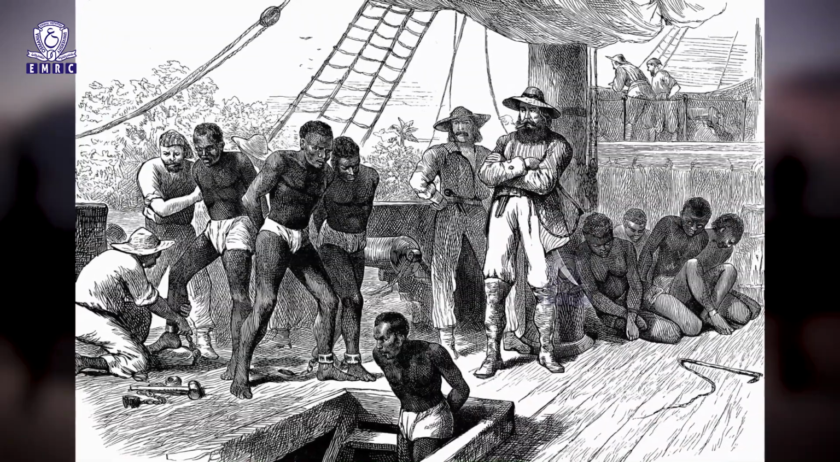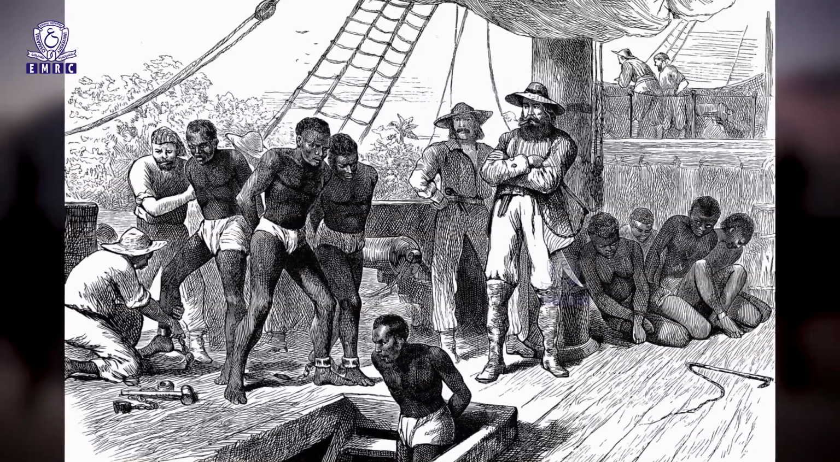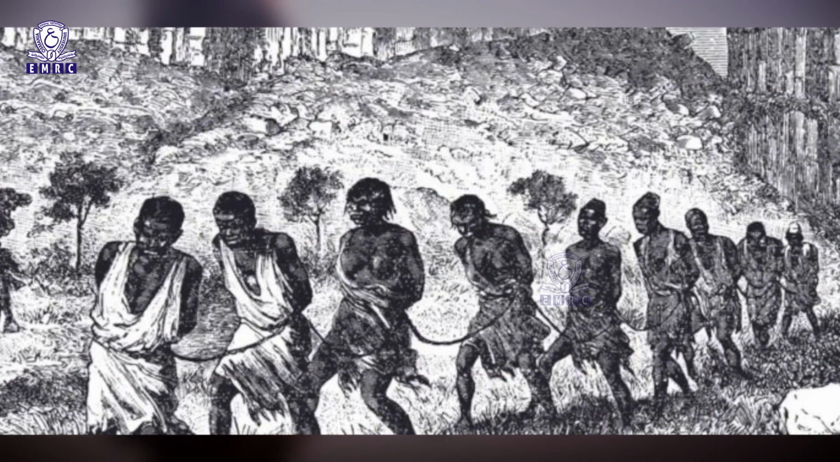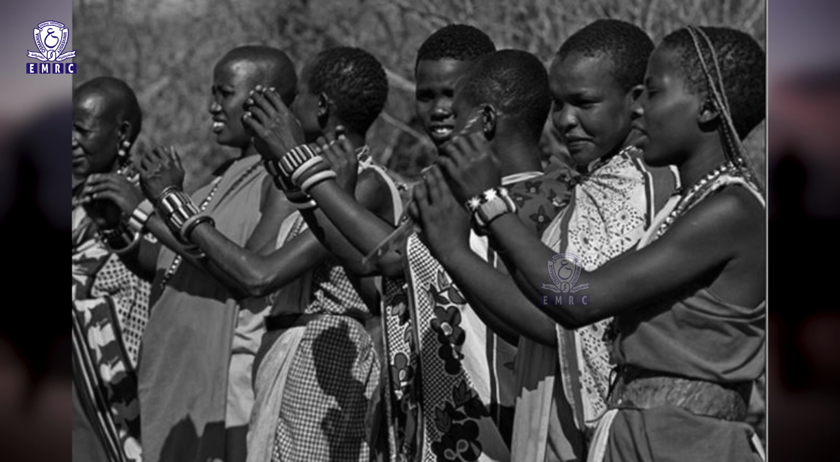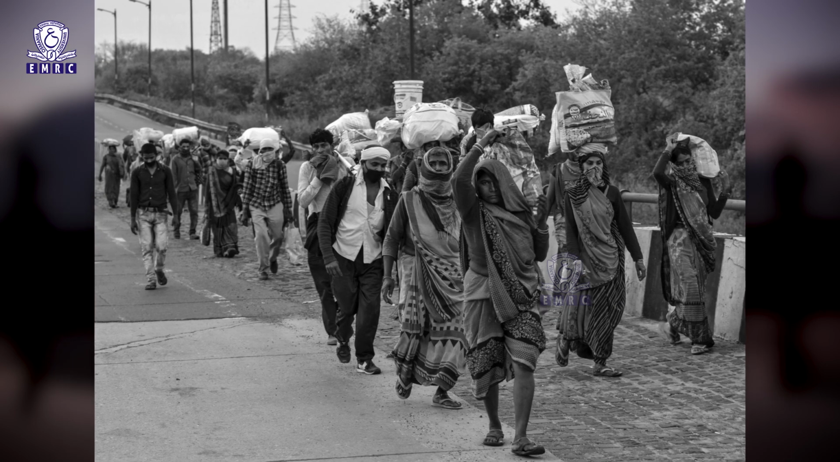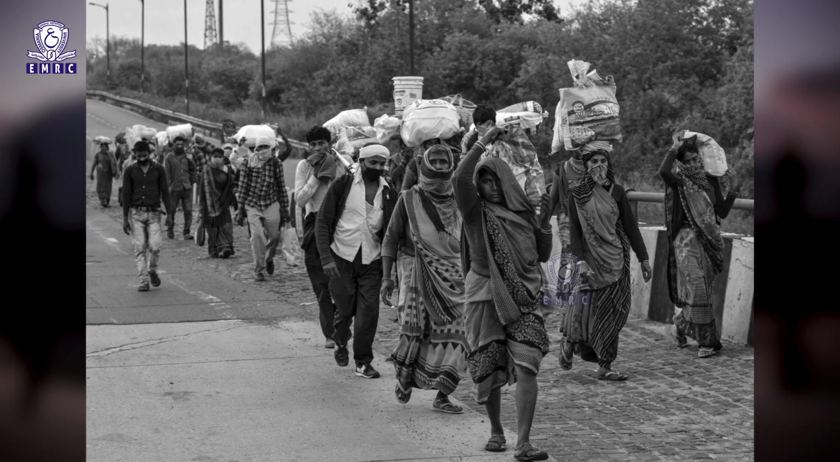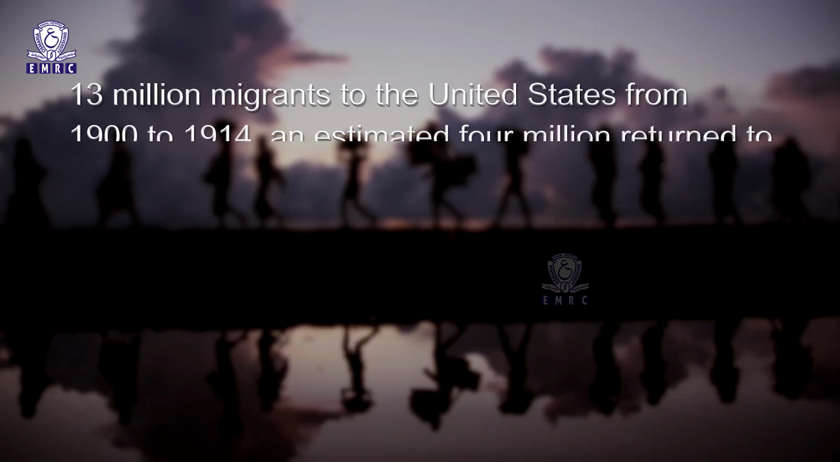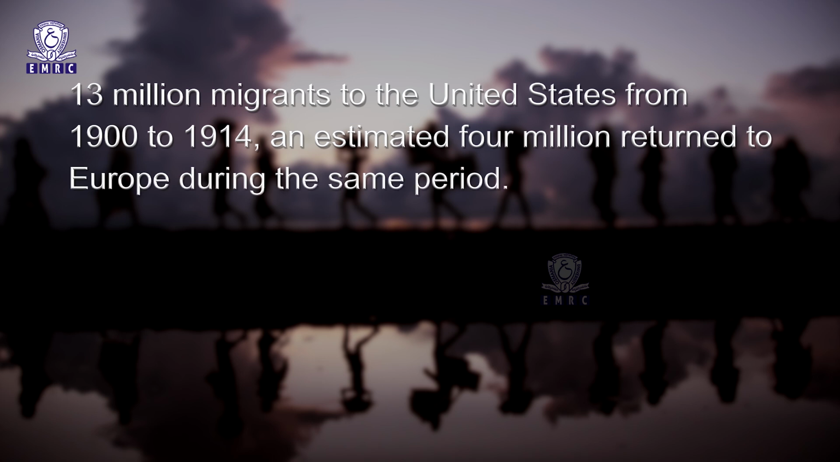Even in the extreme case of slave trade during the 15th to 19th centuries, there was a tiny counterflow back to Africa of people who in one way or another were able to regain their freedom and to return to their homes. Migrants who choose to move long distances to new places often move back. For example, of the 13 million migrants to the United States from 1900 to 1914, an estimated 4 million returned to Europe during the same period.